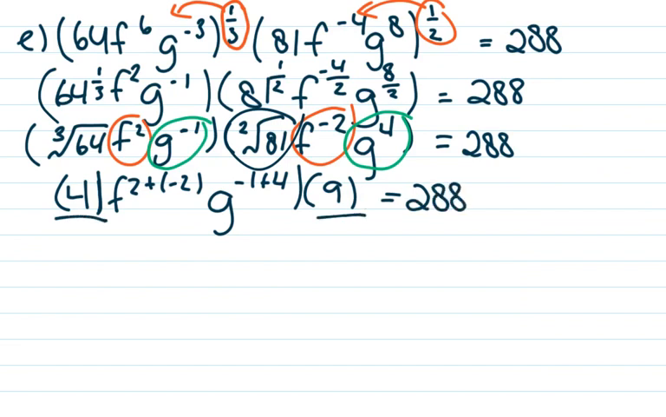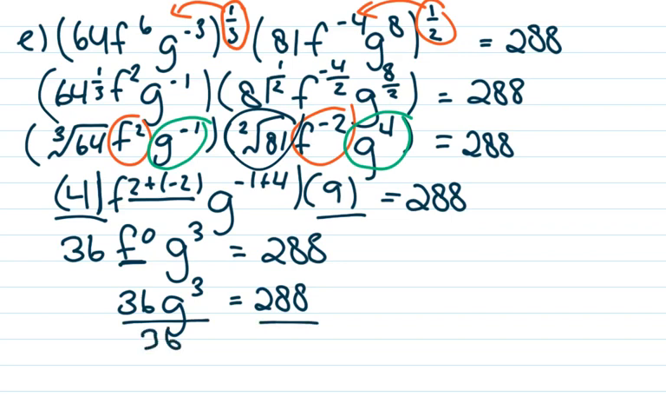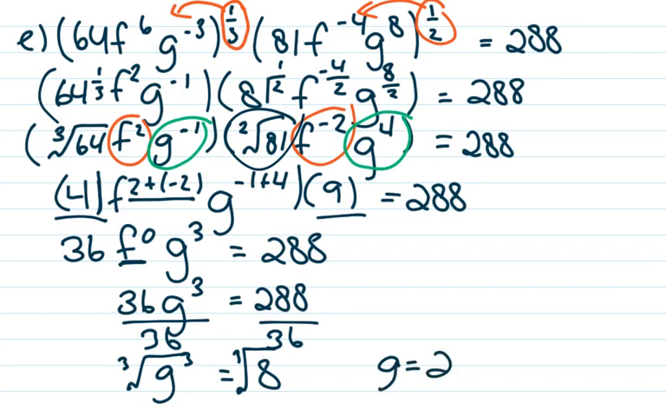All right, so I have 4 times 9 is 36. F to the power of 2 plus negative 2 is f to the power of 0. And then g to the power of negative 1 plus 4 is 3. So now f to the power of 0 is the same as 1. So I'm left with 36 times g to the power of 3 equals 288. Divide both sides by 36. g to the power of 3 equals 8. Take the cube root of both sides, and g equals 2.